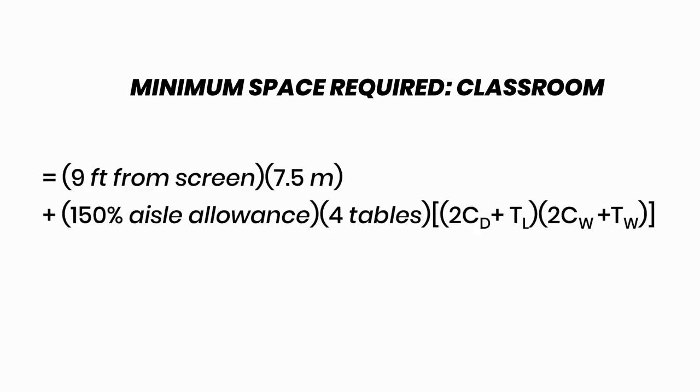The calculation for minimum space required for a classroom is as follows, where C_d is the chair depth, T_L is the table length, C_W is the chair width, and T_W is the table width.